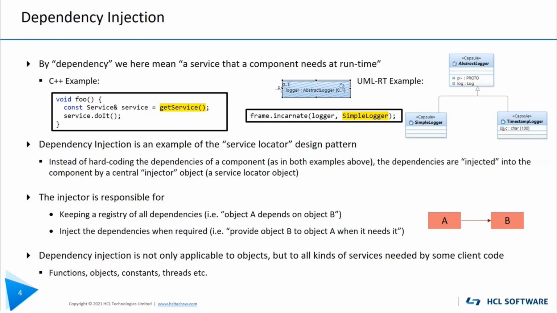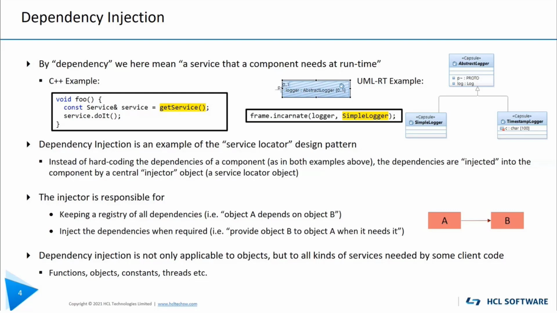To the right, you have a UML real-time example instead. So assume you have some optional capsule part called logger, which is typed by an abstract capsule, which has two concrete implementations, a simple logger and a timestamp logger. Then somewhere in your code, you have a call to the frame incarnate function where you specify this logger, and then you need to specify which concrete capsule implementation you want to use for this capsule instance. And both these yellow highlighted things are examples of dependencies that you can have at various places in your application.